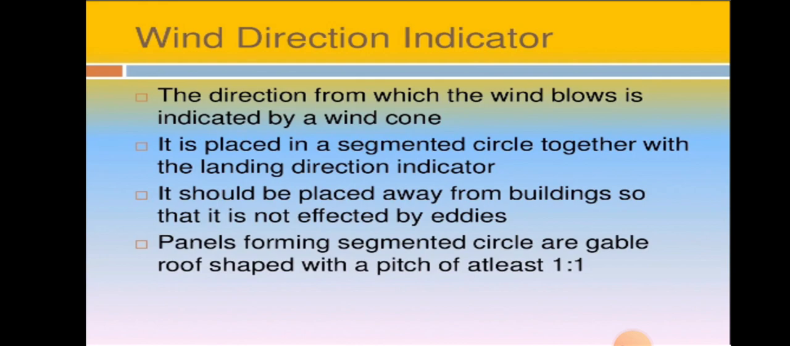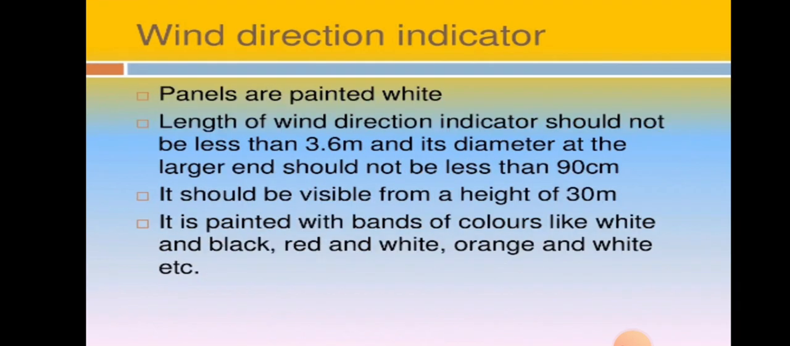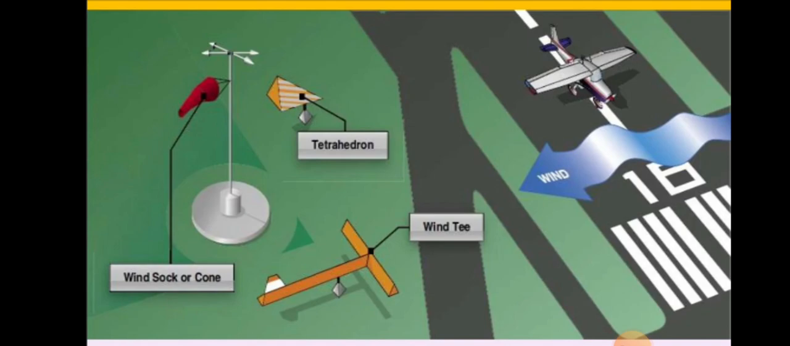Wind direction indicator. The direction from which the wind is blowing is indicated by the wind cone. It is placed in the segmented circle together with the landing direction indicator. It should be placed away from the building so that it is not affected by the eddies. Panels forming the segmented circle are gable roof shaped with a pitch of at least 1:1. Panels are painted white. Length of the wind direction indicator should not be less than 3.6 meter and its diameter at the larger end should not be less than 90 centimeter. It should be visible from a height of 30 meter. It is painted with bands of color like white and black, red and white, orange and white, etc. You can see the white wind T, the wind direction indicator.